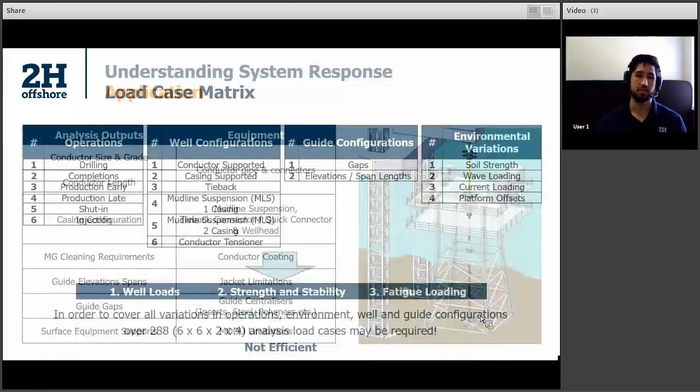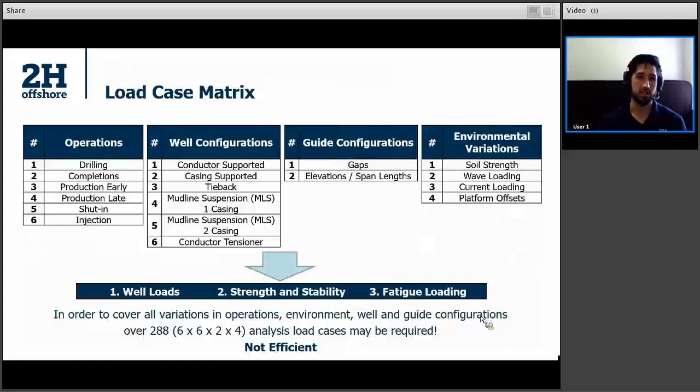Potentially you might have this sort of load case matrix where you've got all these different operations that you need to cater for, all these different types of well configurations, all these guide configurations and environmentals. You might have a lot of these things that you want to play around with at the design stage to specify, and you need to do all three analyses for each of them. If you start adding those up, multiplying them out to cover every single one of these load cases, it simply isn't efficient to cover all the variables of environment, operation, well and guides. It's just too many. So how can we simplify this down and make it easier to understand what we can potentially get out of the system?